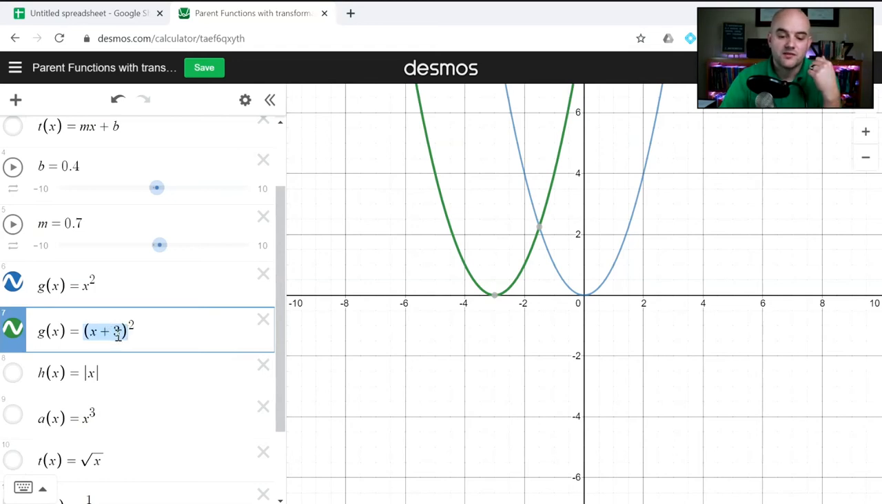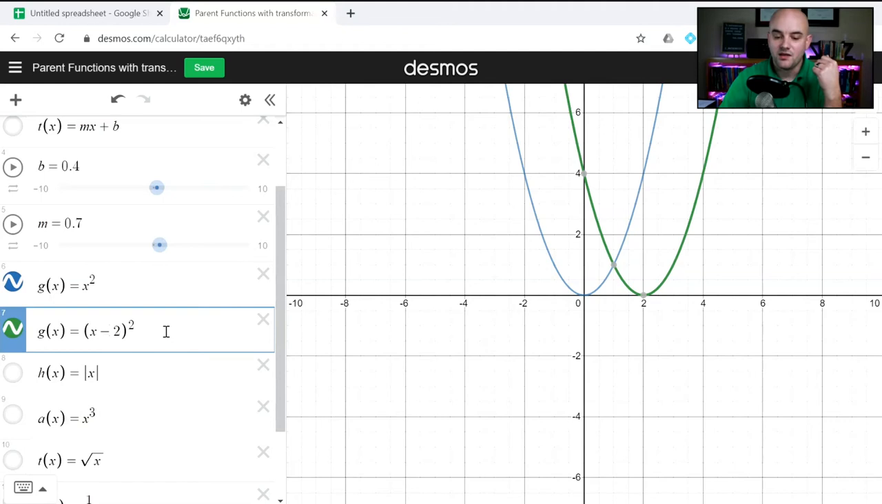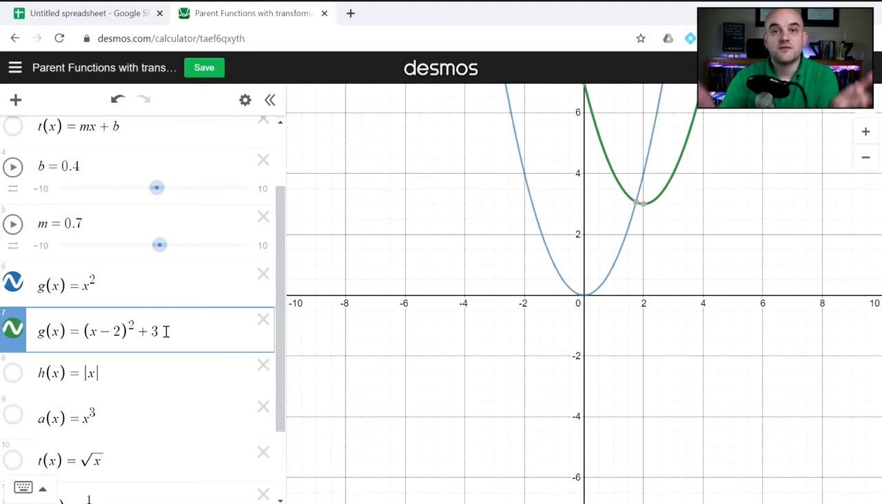So I'm going to turn this back into what I told you to graph. I said x minus 2 quantity squared. And then I said to add 3 on the outside. So when we add 3 on the outside, notice that shifted it up 3. So that kind of shifts it the way I think it should shift it. Shifted it up 3. What if I made it a minus 3?